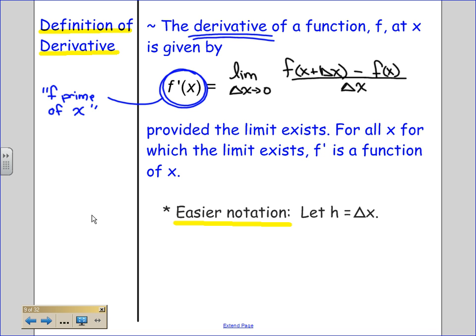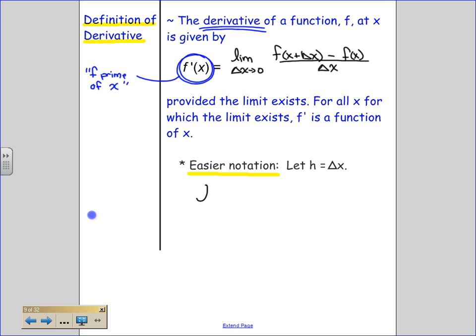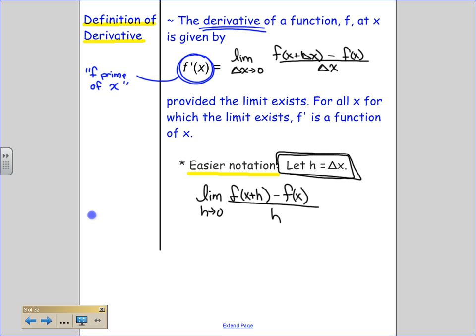Easier notation. This is the one that a lot of you heard and liked a whole lot better, and I'm going to say yes, that's okay to memorize instead. The limit as h approaches 0, as long as you identify h is delta x. If you identify that at the very beginning, I will say yes, this is a fine alternative form of the definition. So if you don't like that one, you can predominantly memorize this one.